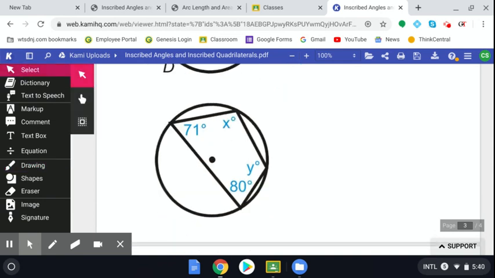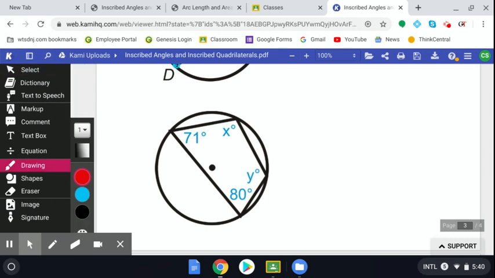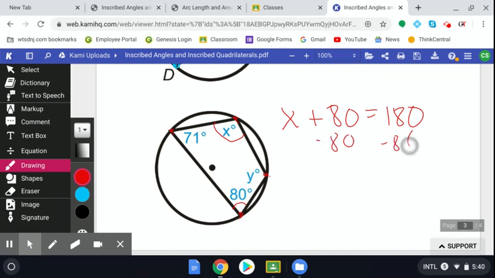So here they're asking me to find X and Y. You should be able to identify that X and 80 degrees are opposite angles. This is an inscribed quadrilateral because all corners of the quadrilateral are on the circle, which means these are all inscribed angles. So now I can say that X plus 80 has to be equal to 180 because they're opposite angles, they have to be supplementary, which means that X has to be equal to 100 degrees.